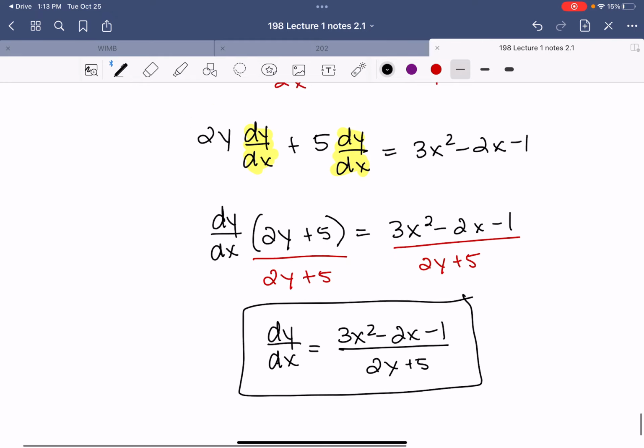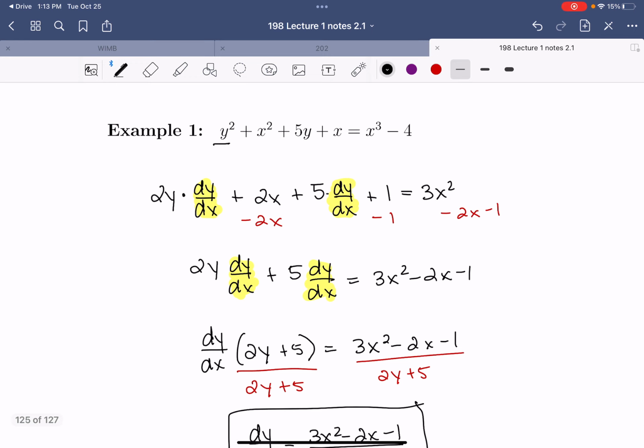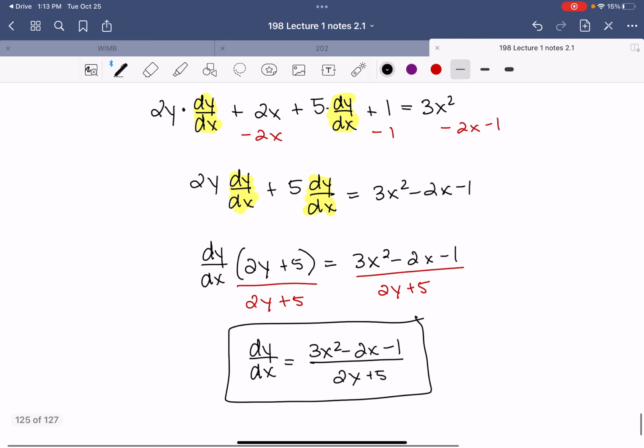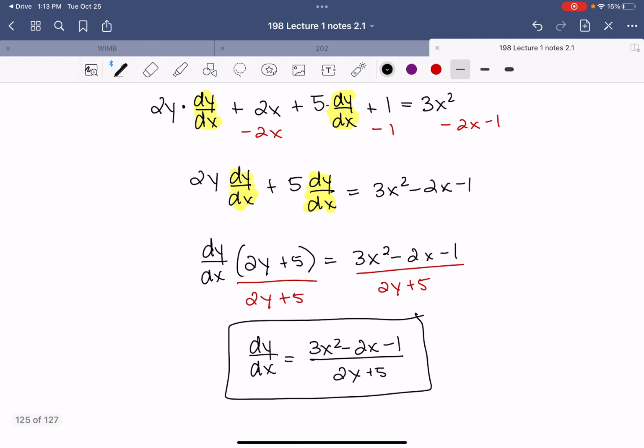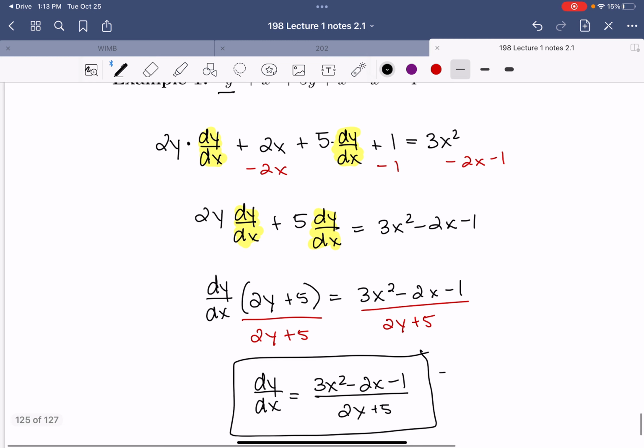Another thing to note here is that anytime you see a y and you differentiate it, it pops out a dy/dx. And those terms ended up on the bottom of my fraction. So if you think about it, any term that had an x in it ended up in the numerator, because there was no dy/dx when you differentiate an x. So it ended up on the right-hand side of my equation before I divided, and that ended up in the numerator right here.